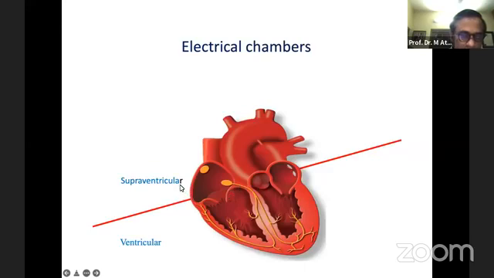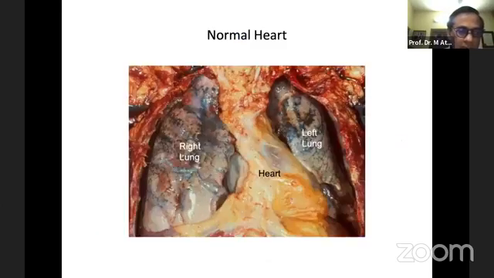The supraventricular part includes the atrium, superior vena cava, sinus node, as well as the AV node. These structures as a whole are called supraventricular, and all the structures below this are the ventricular structures. So these are the electrical chambers of the heart. Electrically, we can divide the heart into 2 parts, supraventricular and ventricular.